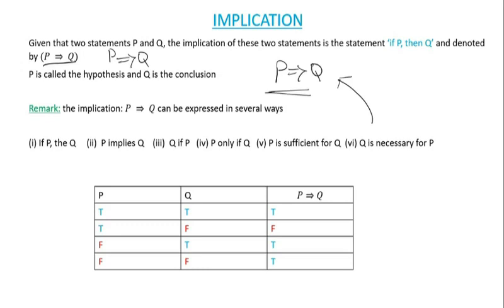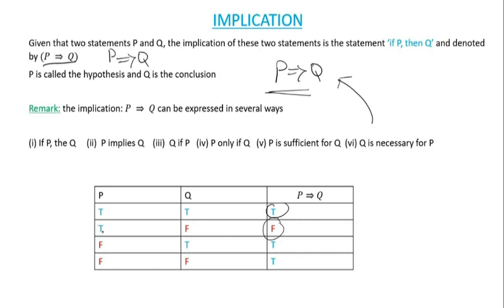So if we have P and Q and we are having implication between them, let's look at what the truth values of the truth table are. Now when P is true, it implies Q is also true. So true implies true, we have true over here. But now if our hypothesis is true but our conclusion is false, it means we are having what? A false statement.